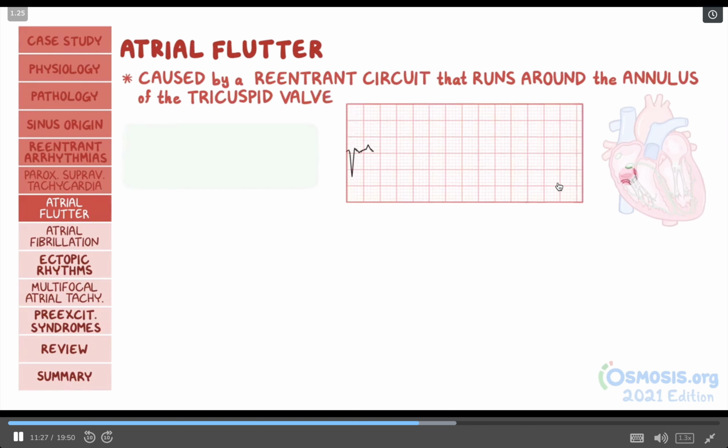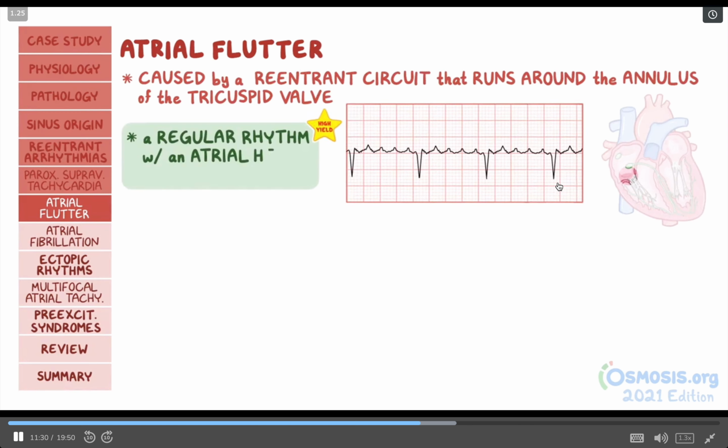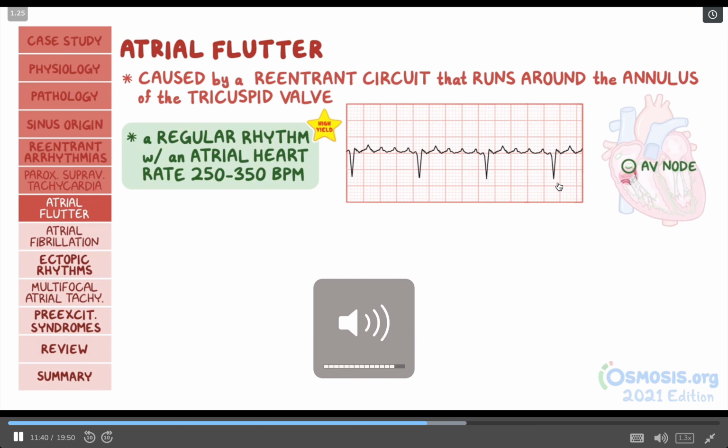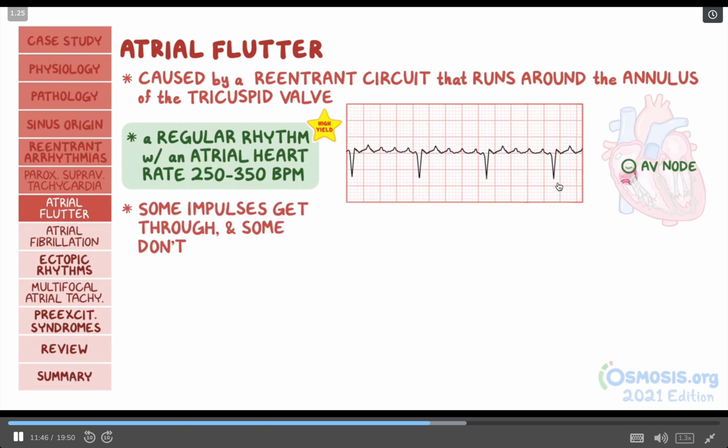On ECG, this usually appears as a regular rhythm with an atrial heart rate ranging between 250 and 350 beats per minute. Now, because of this super fast atrial heart rate, the AV node cannot handle all these impulses coming at it. So some impulses get through, and some don't. This generates what's called an atrial ventricular conduction ratio, which is usually 2 to 1, meaning one impulse gets through to the ventricles and the next does not, and so on.